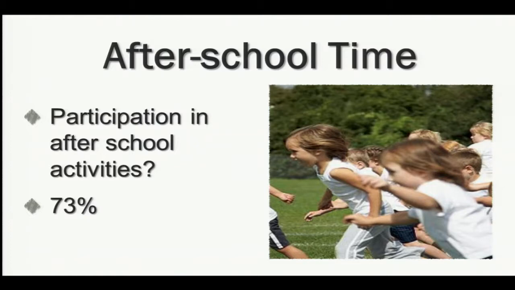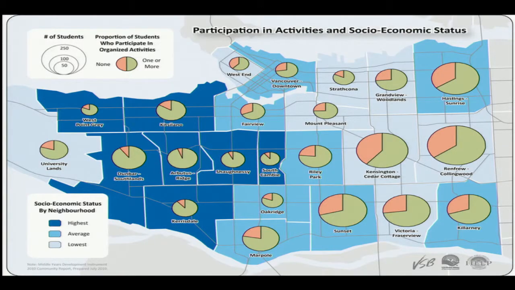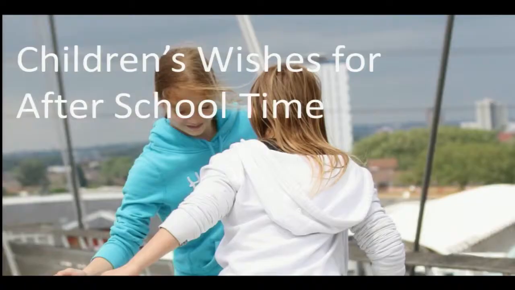We also asked kids about after-school time, and we found that 73% were participating in after-school time. And again, you could map across the city and see right away where kids are involved in after-school activities. Here, the larger green is the number in after-school time, and on the other side, the east side of Vancouver, where there's lower income, there is a larger number of kids who aren't participating in after-school programs.